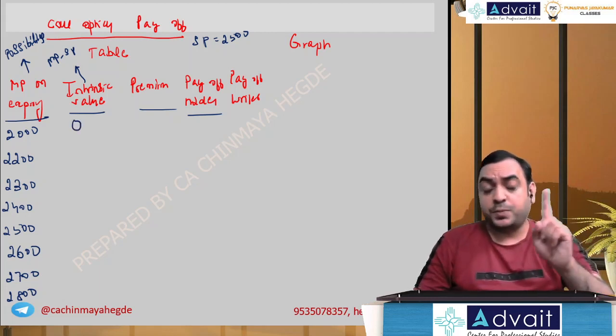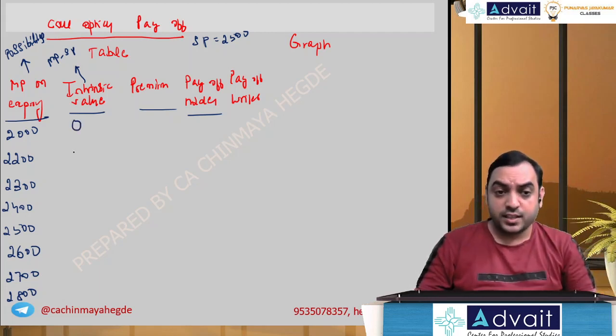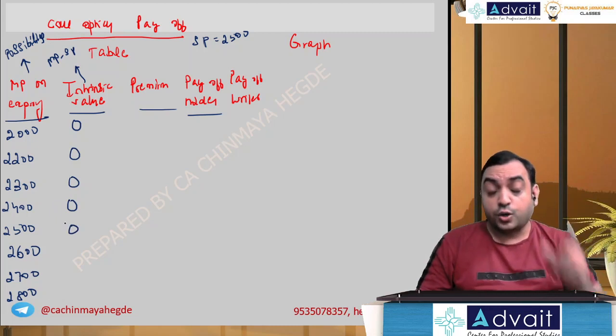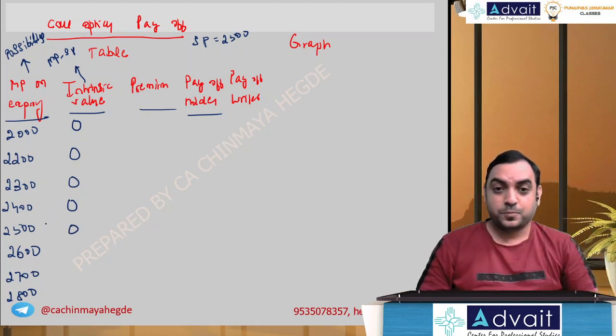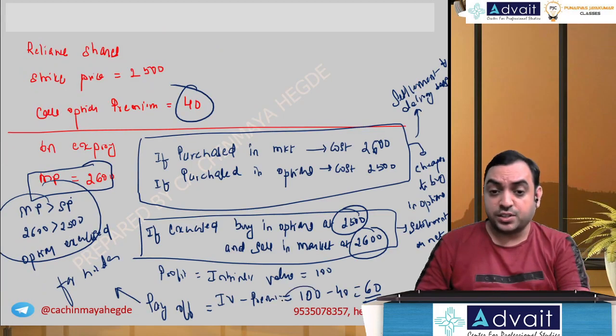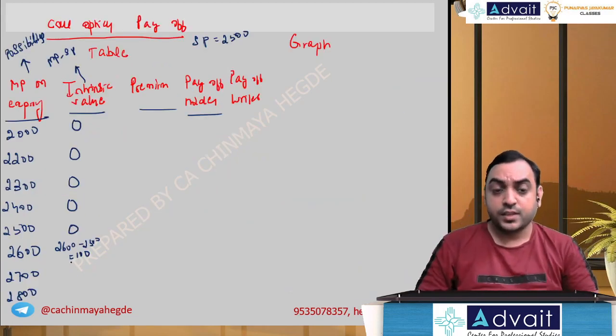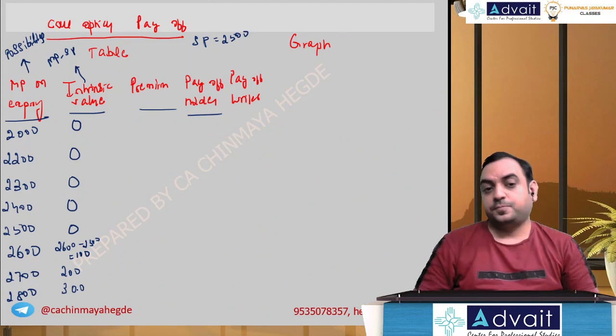Don't do MP minus SP. Don't write a minus number. This is again 0. This again 0. At 2500, yes, again 0. At 2600, market price is more. Exercise. So what is the intrinsic value? 2600 minus 2500, 100. This I showed you in the calculation earlier. And if market price goes up, 200. Again goes up, it is 300.